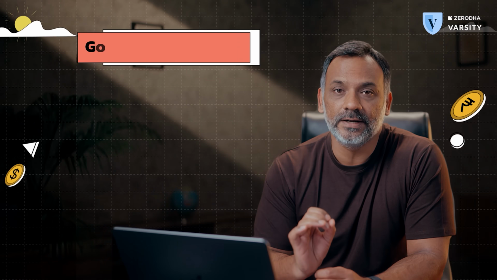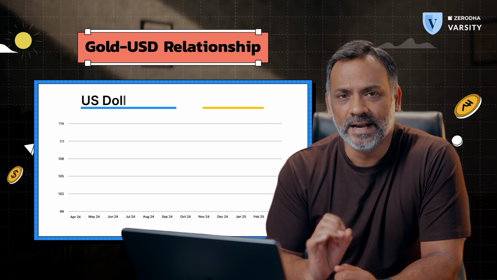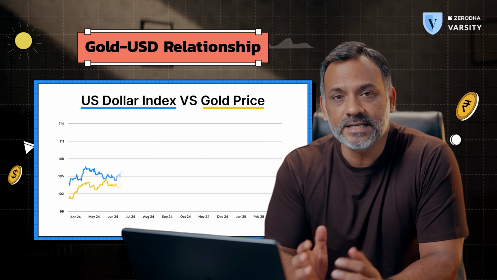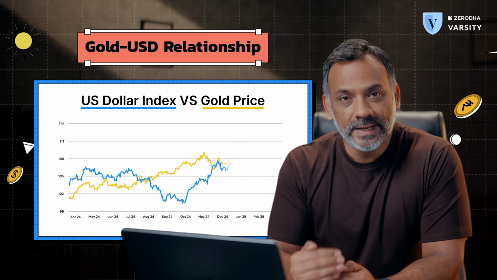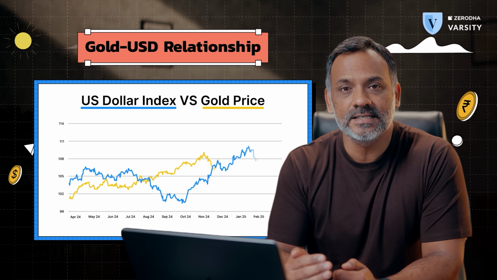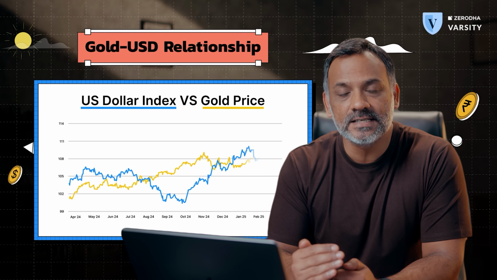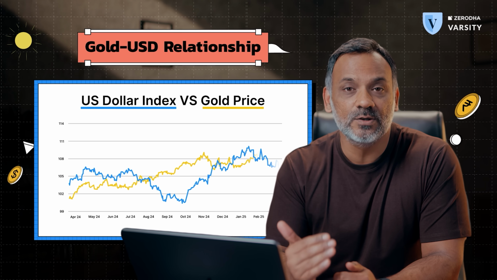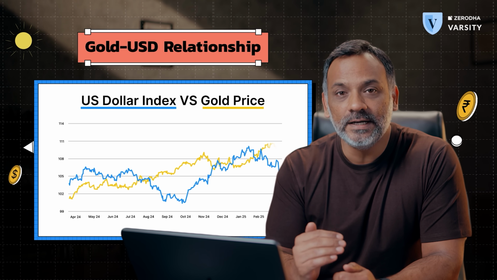The first thing to pay attention to is the relationship between gold and the US dollar. Internationally, gold is priced in US dollars. Gold and USD share an inverse relationship, meaning if the US dollar starts to strengthen against a basket of currencies, then the value of gold decreases and becomes less attractive. On the other hand, if the US dollar starts to weaken, then the value of gold tends to increase. In fact, this is true for all commodities whose prices are denominated in US dollars.